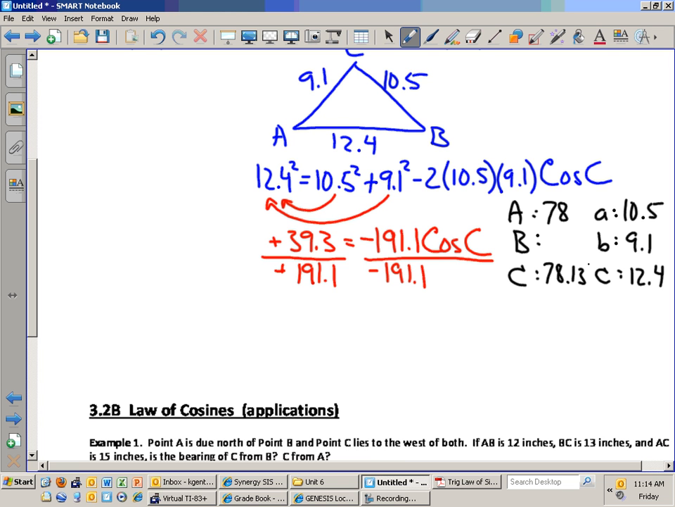True or false? There's not an obtuse angle in this triangle. True. Because if there was, it would have to be angle C. So now it doesn't matter what we do from here. Well, how will you find A and B from this point? Law of sines, which you know how to do, so we're good to go.